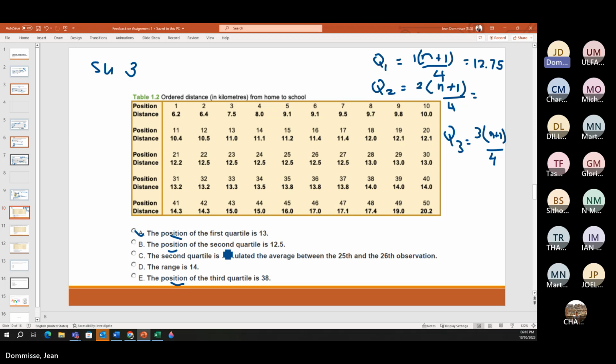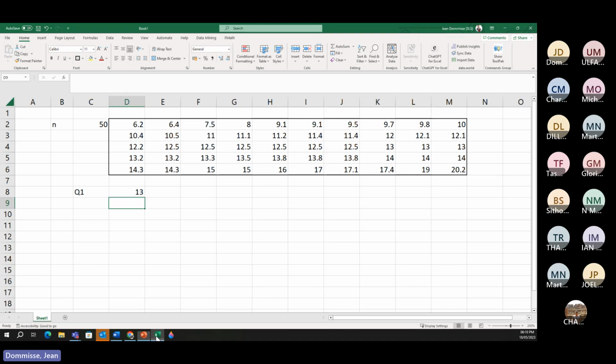Position of Q2: you can already see that if Q1 was 13, the position of Q2 can't be 12 and a half. So let's work Q2 out. Let's put Q3.